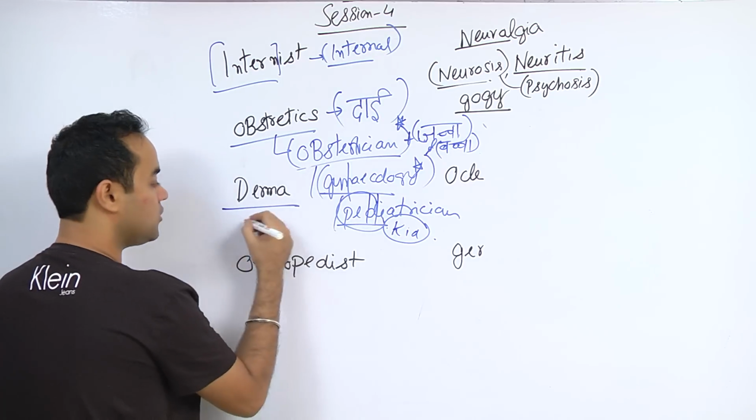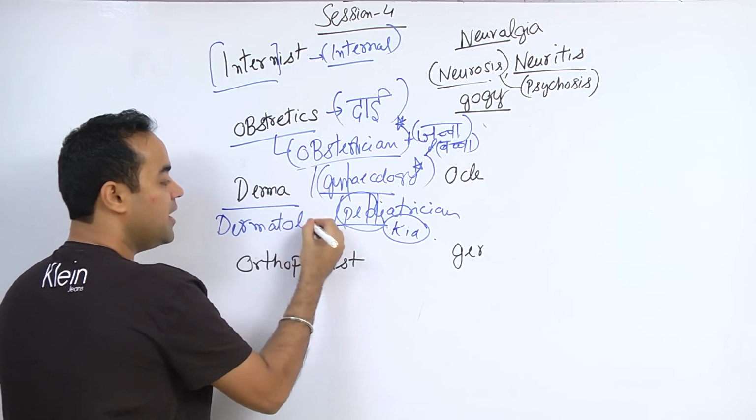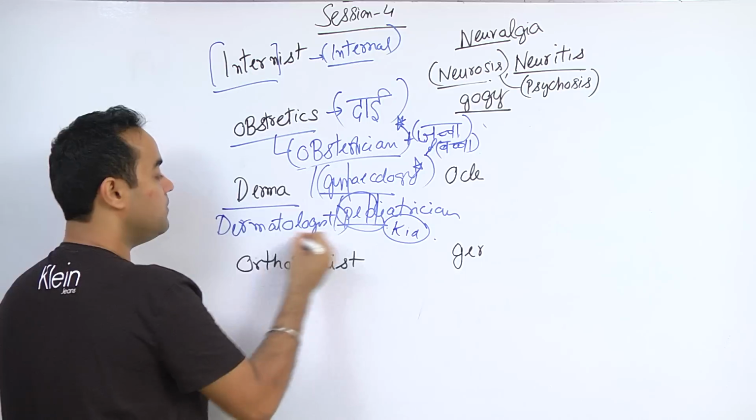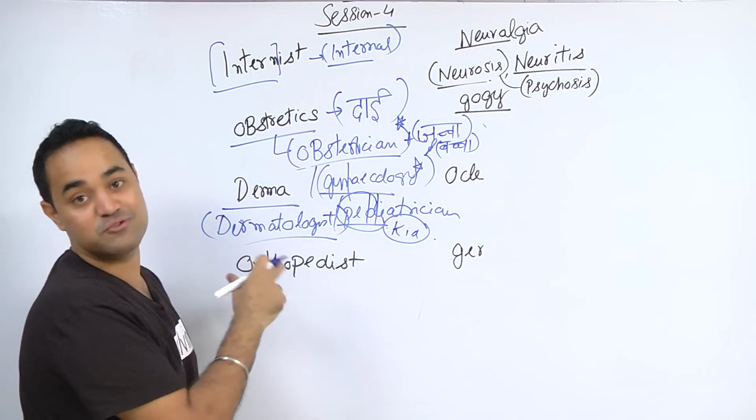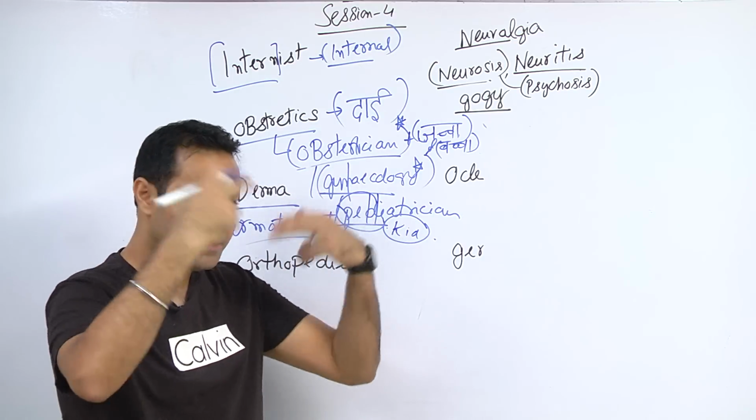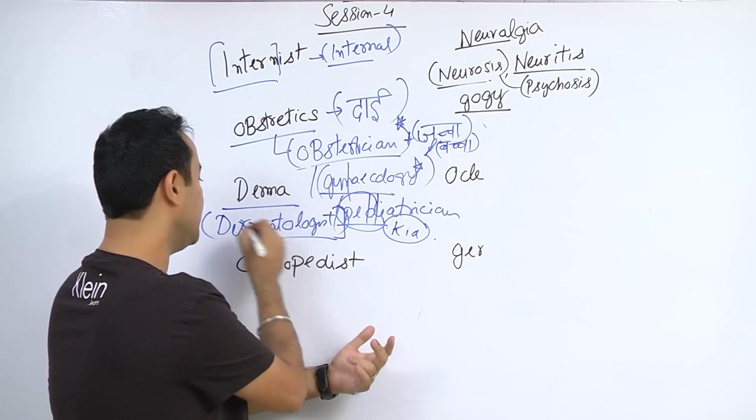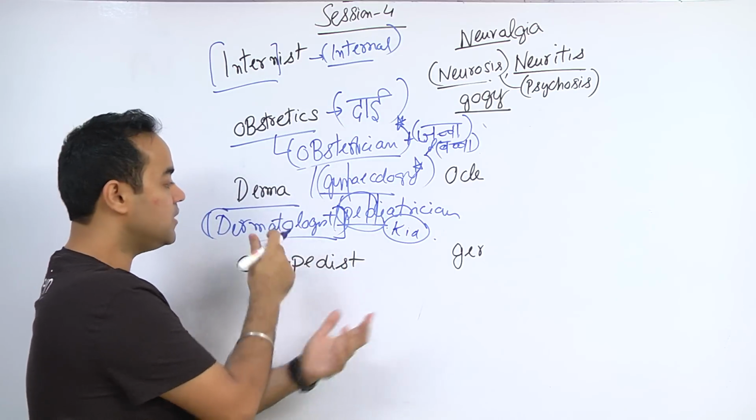Moving forward, dermatologist, any doctor related to skin. In fact, he is the guy who takes care of hair loss also. So dermatologist, I know you're looking at my hairline right now, but the dermatologist is the guy who's going to take care of any ailment related to skin or even hair, because all the hair loss also happens because of the scalp. This is called a dermatologist.